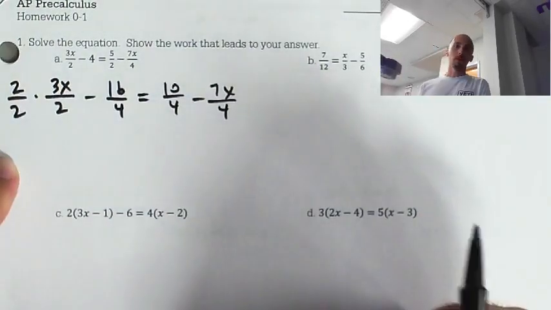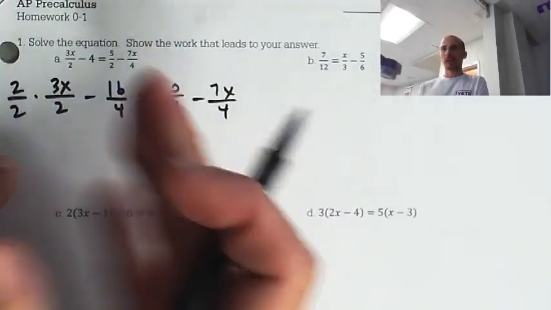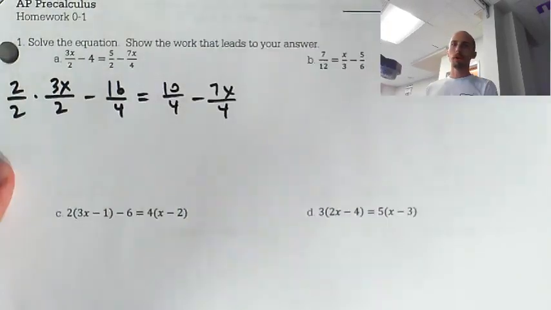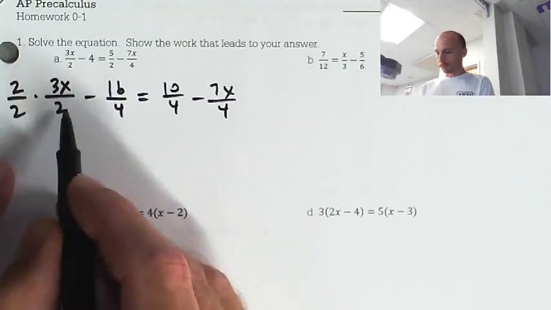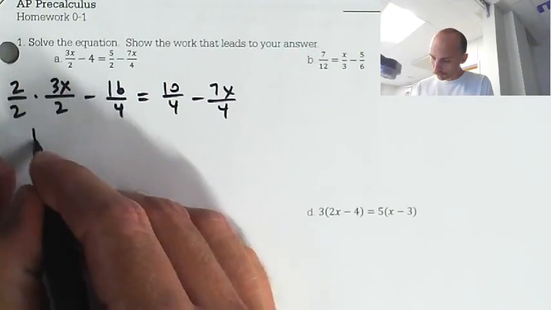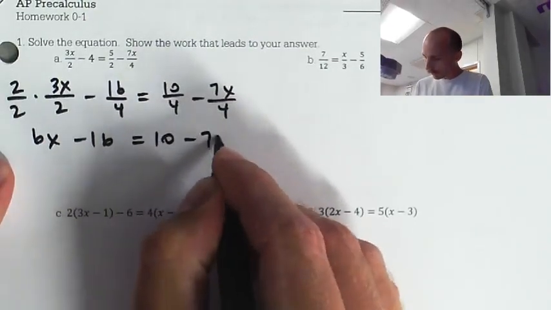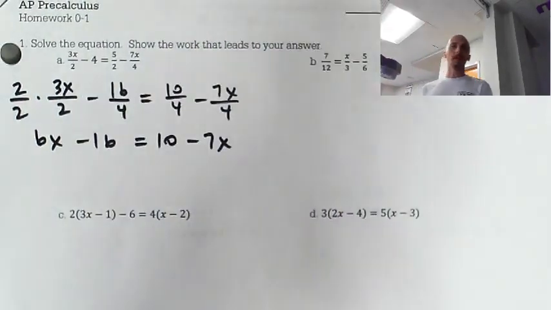And now, you might remember this from Algebra 2. We're just going to clear out the denominator. If everything's divided by 4, we just multiply both sides of the equation by 4 and we kill off the denominators. Okay, so really what I'd just be doing is I'd be saying 2 times 3x, that'd be 6x, minus 16 equals 10 minus 7x. And then we're just going to try to get all the x's on one side, everything that doesn't have x on the other side, and basically solve for x.